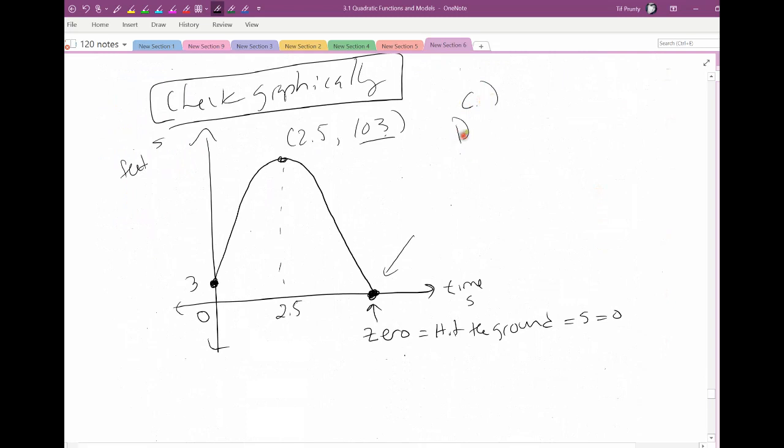And so to do part C, my domain, again, is time. Well, time can only be positive. So I start at 0, and then it only makes sense that it's going to stop at this 0, because I don't go past the ground, right? And so I have to figure out what this time is when it comes back to the earth, because that's the entire flight of the ball, and that's what the domain represents. This is the time the ball is in the air. And so to find that, I'm going to use my calculator to find that 0.